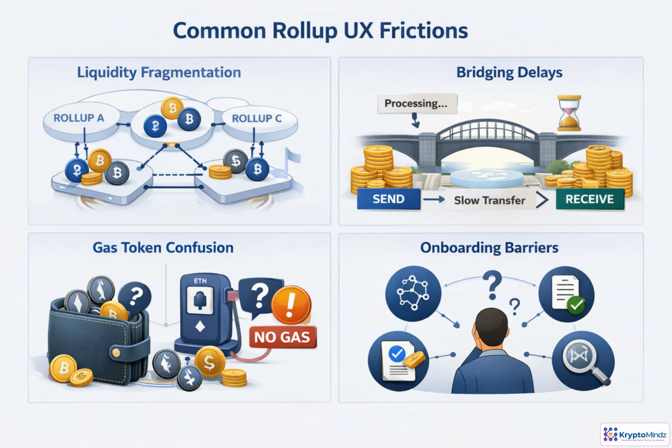Rollups can be technically fast and cheap, yet still feel difficult to use. The main friction points are scattered liquidity, slow or confusing bridges, missing gas tokens, and onboarding steps that overwhelm new users.